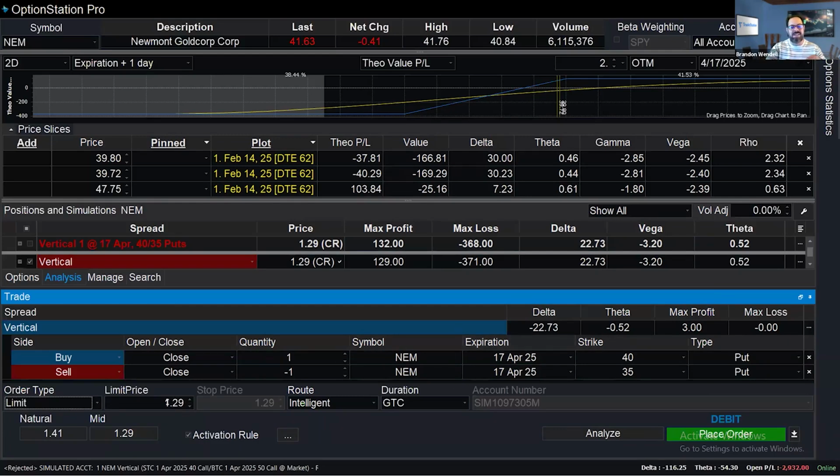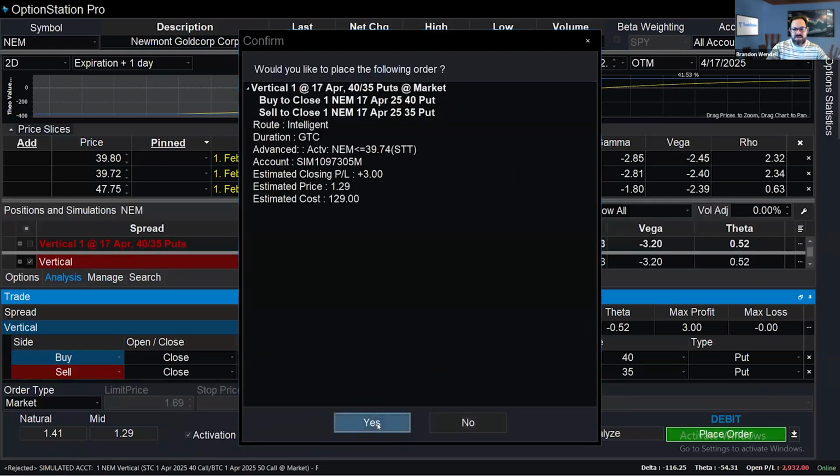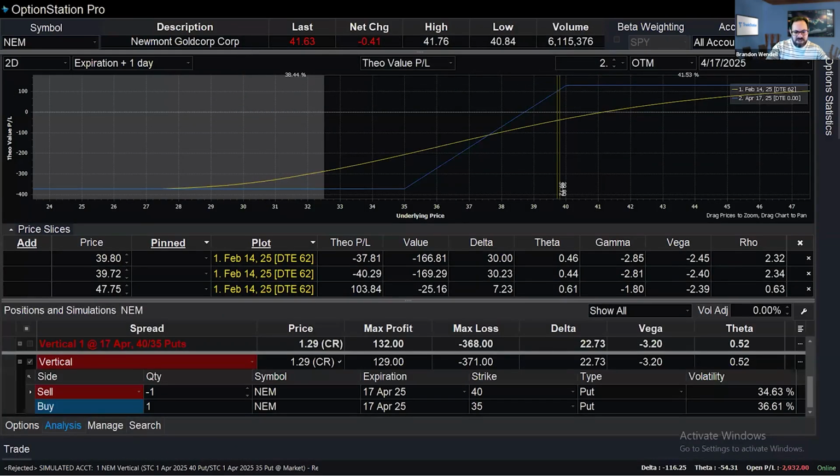I could just add, what was it, 40 cents that I was looking at? So if I make this $1.69 to buy it back, I can put that as a stop limit because it won't let me do a market order right now. GTC, it should let me do it though. I don't know why it didn't. Let me just try it again real quick. Order rejected. I don't know. I have to check to see what the reason was.